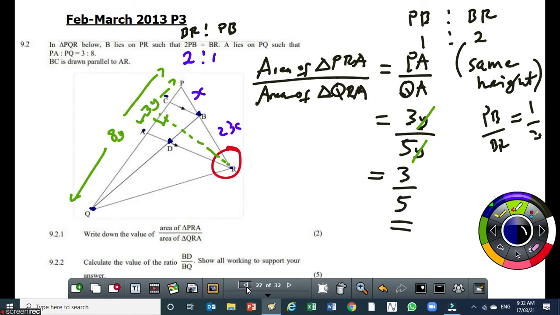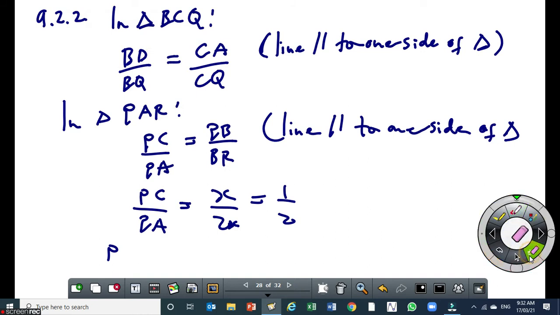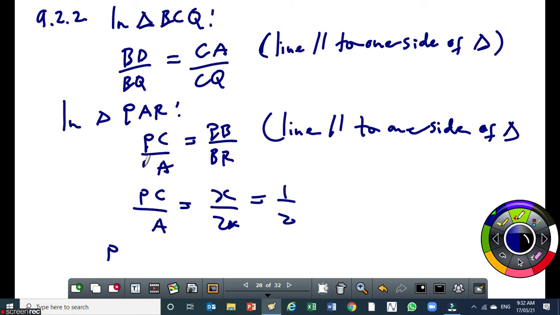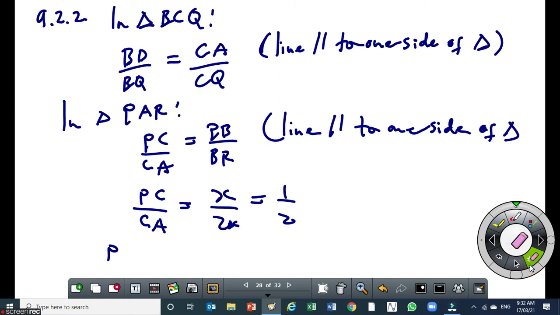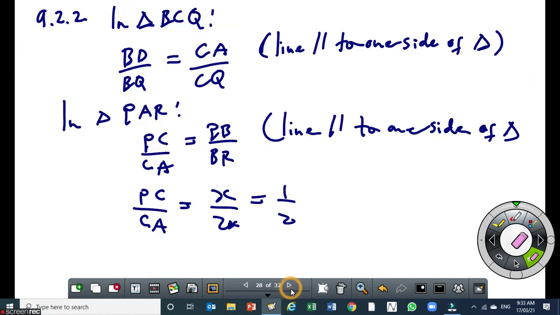What this means is PC over 2. Okay, wait. I wrote the ratio here. This is supposed to be CA, rather. Change that to CA, please. Are you following why it's CA? Because if you go back there, we have PC over CA, that's equal to PB over BR, from the proportion there.